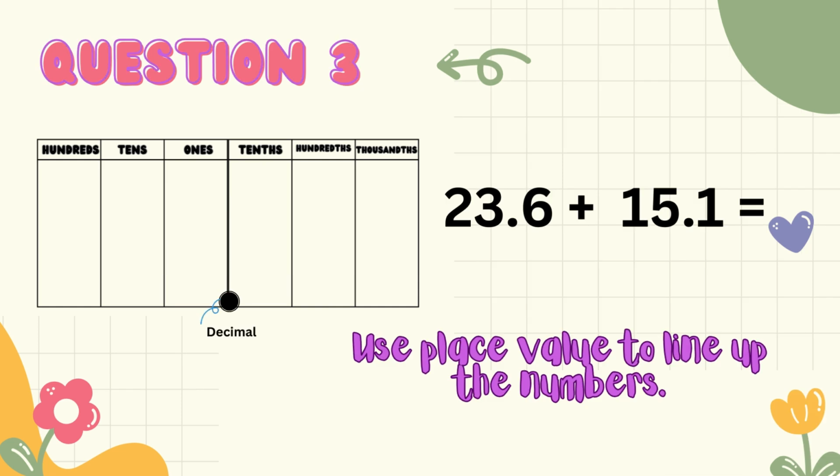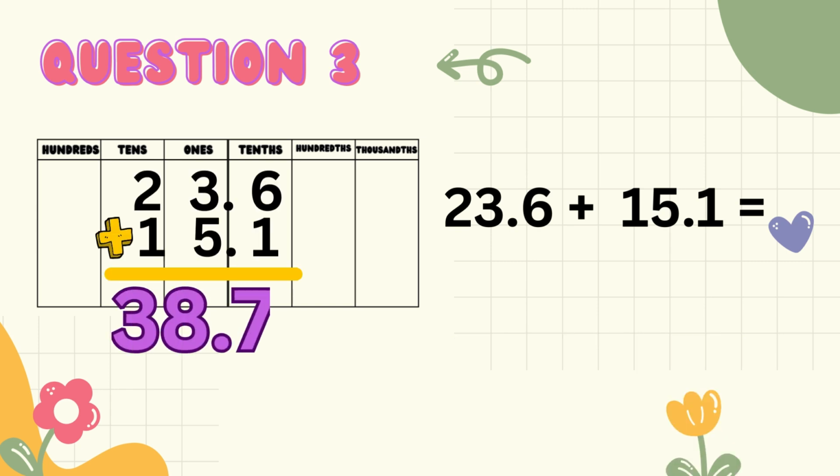Question number 3. Pause the video and solve. Use place value to line up the numbers. Your answer should have been 38.7. If you didn't get 38.7, look to see that you lined up your place values.